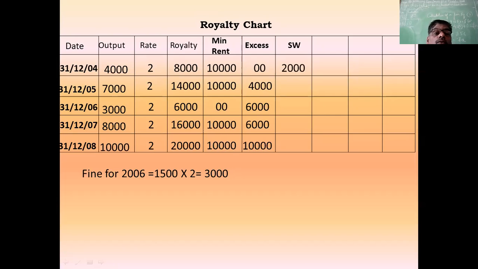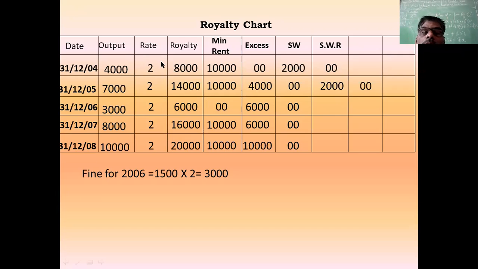Come to the short working. First year short working is 2,000. Second year no. Third year no. Remaining years there is no short working. Okay. Then for recovery of short working, time given to you is 2 years. This 2,000 is recovered in the second year itself. Time given is 2 years. Within 1 year, it is recovered. Therefore, there is no recovery. And see here.